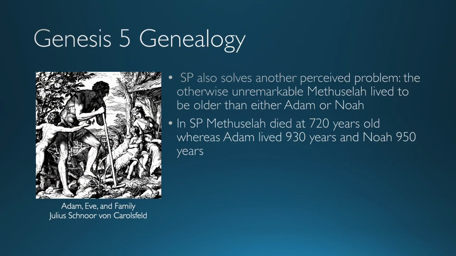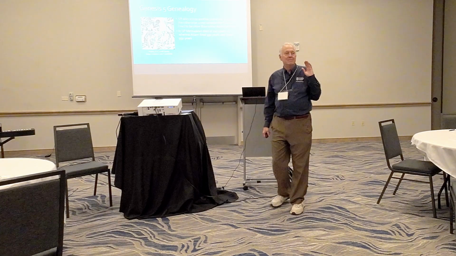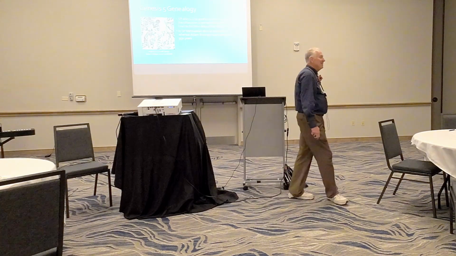The Samaritan Pentateuch also solves another perceived problem. The otherwise unremarkable Methuselah lives to be older than Adam or Noah, right? People often use this as a trivia quiz: what's the oldest man in the Bible? Methuselah. Well, not in the Samaritan Pentateuch. He died at 720 years old, and the more prominent guys, Adam and Noah, lived to be 930 and 950. Solves that problem.